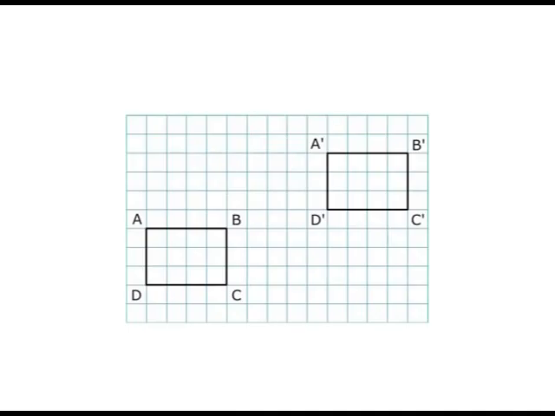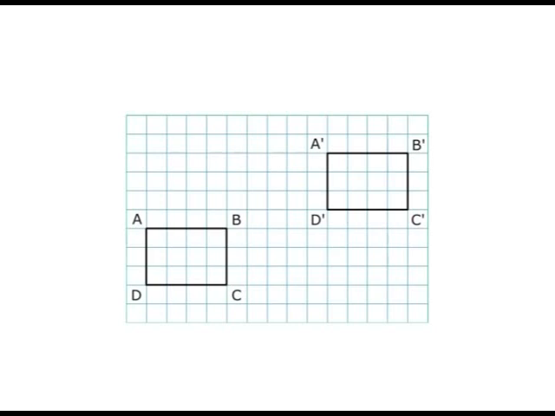Now consider this rectangle ABCD and its image A prime, B prime, C prime, D prime. In this example, the rectangle has been translated or moved. Or we can say that the vertices of the rectangle A, B, C and D have been translated, moved or slid to the points A prime, B prime, C prime and D prime. The image has been moved up and to the right.